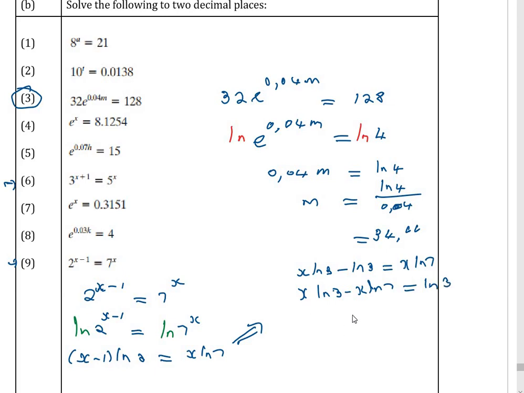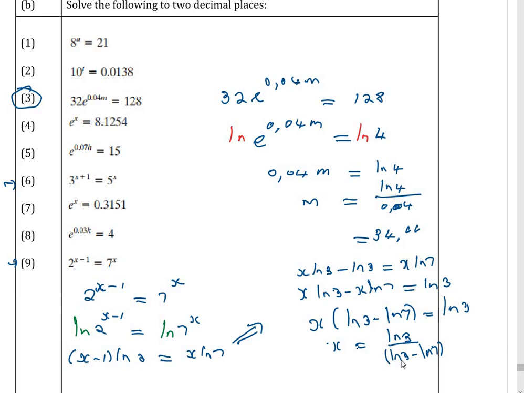Isolate x by taking out the common factor, so that I could just have one term here. So it's x times ln 3 minus ln 7, and that is ln 3. Divide by the brackets. So x is going to be ln 3 over ln 3 minus ln 7.